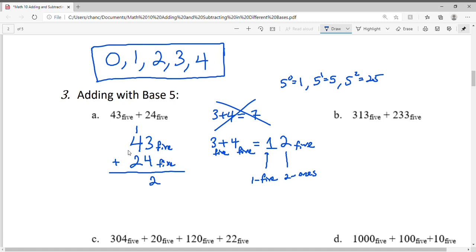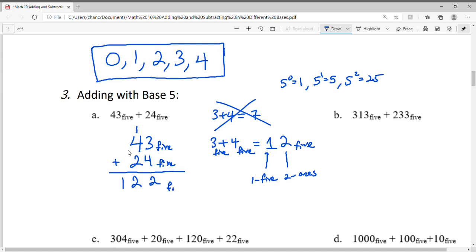So 3 plus 4 is 1 five with a remainder of 2. Now we'll add 1 plus 4 plus 2, which gives me 7. Again, 7 is not possible in base 5, so we have to write 7 in terms of powers of 5. That's 1 five with a remainder of 2. So this gives us 2 here, and I have to carry the additional 1 to here.